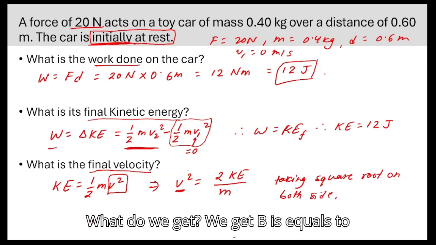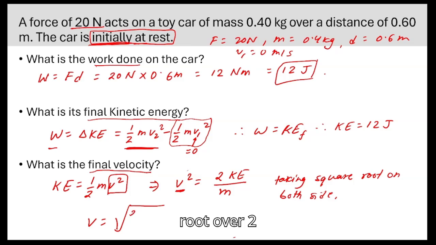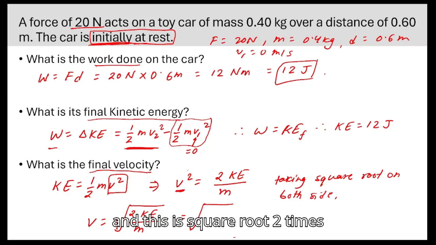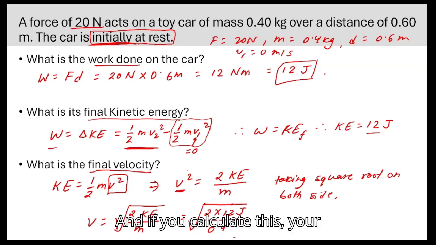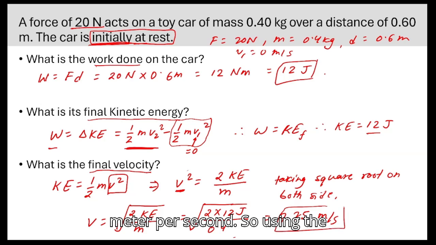What do we get? We get v is equal to the square root of 2 times kinetic energy over m, which is the square root of 2 times 12 joule over a mass of 0.4, and if you calculate this, your answer will be 7.75 meter per second. So using the work done and kinetic energy, we can calculate the final velocity of an object.